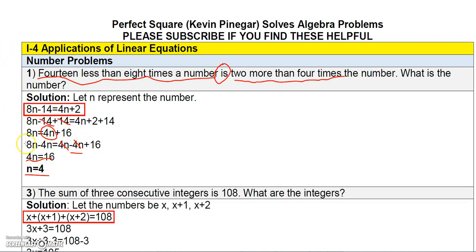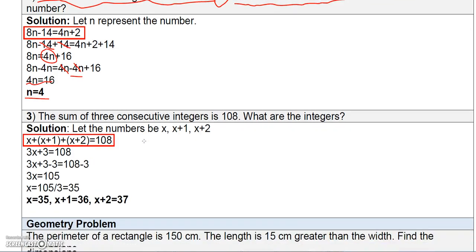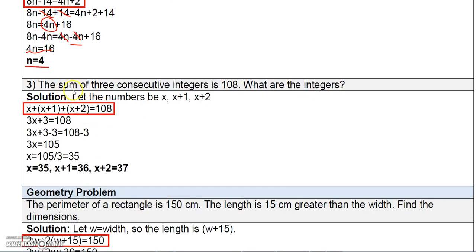Now you can check it real easy because you just have to say, okay, what is 14 less than 8 times 4? Well, 8 times 4 would be 32. And then if you subtract 14 from that, 32 minus 14, I believe that's 18. And then that should equal 2 more than 4 times the number. So if you do 4 times 4, you get 16. And then if you add 2 to that, you also get 18. So it does check.